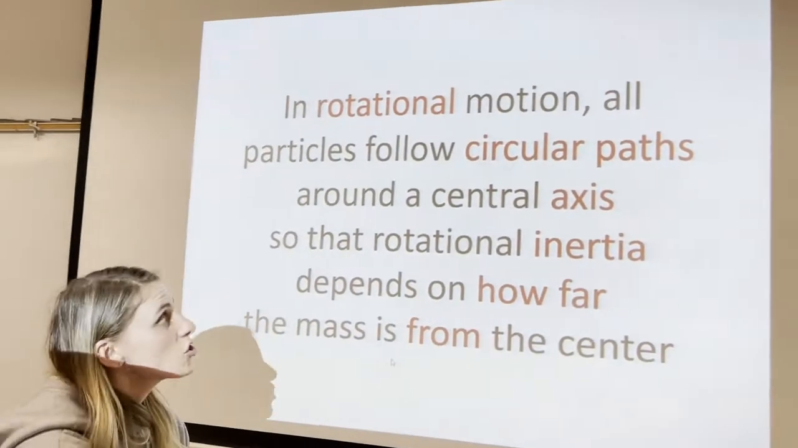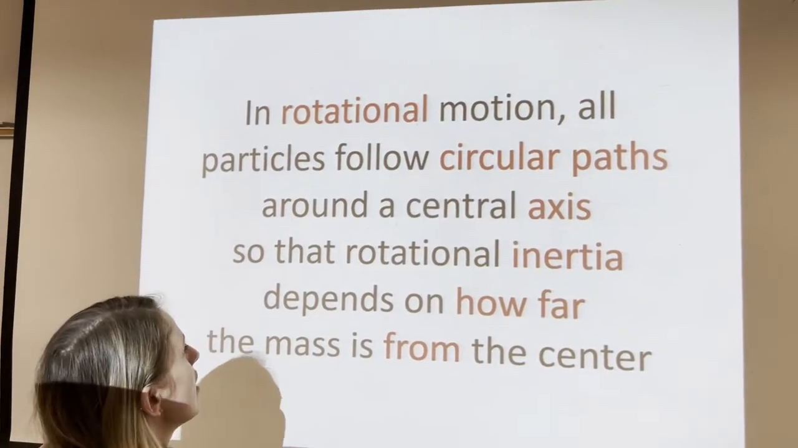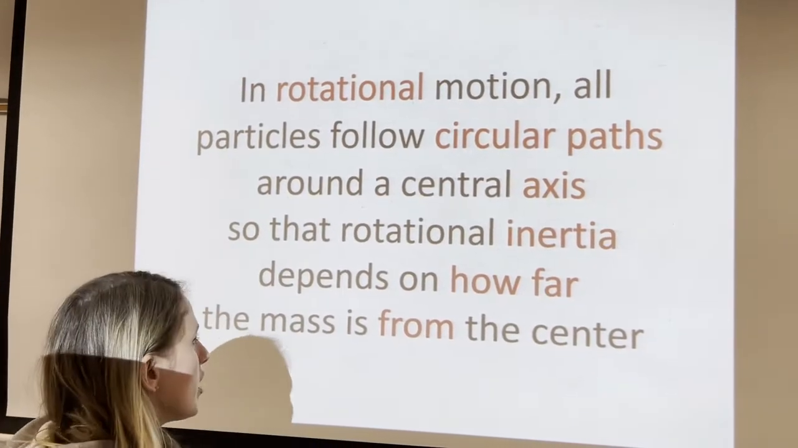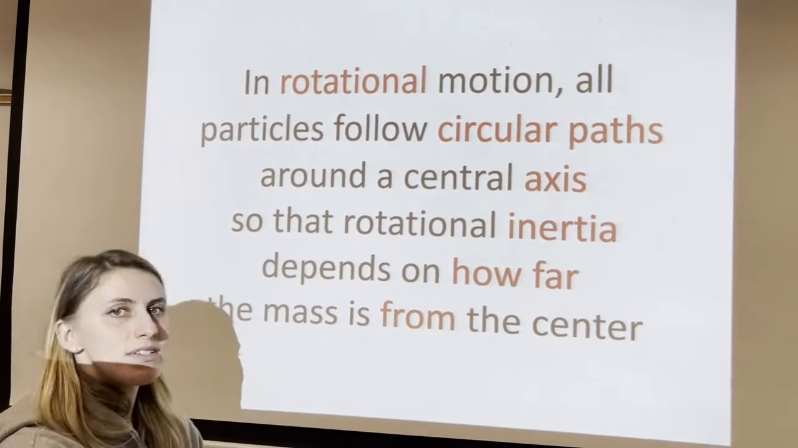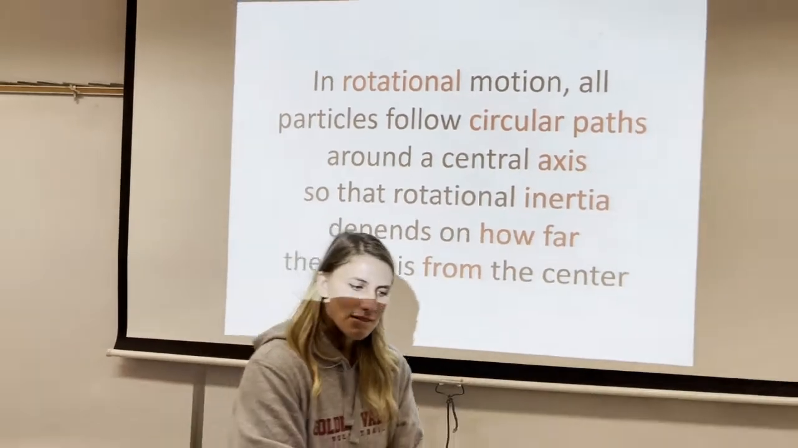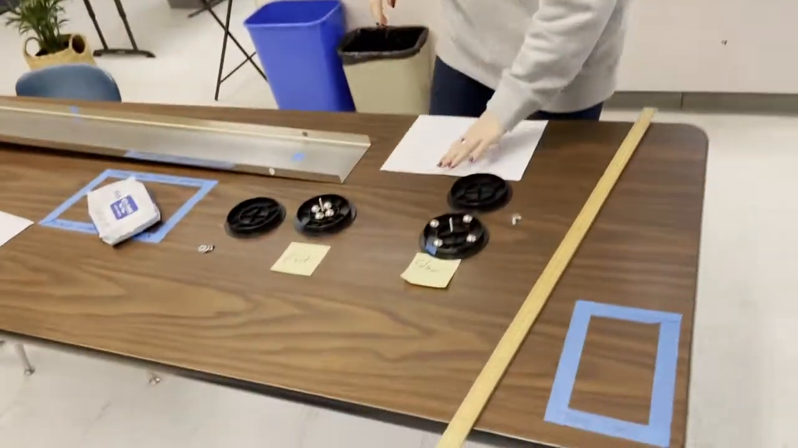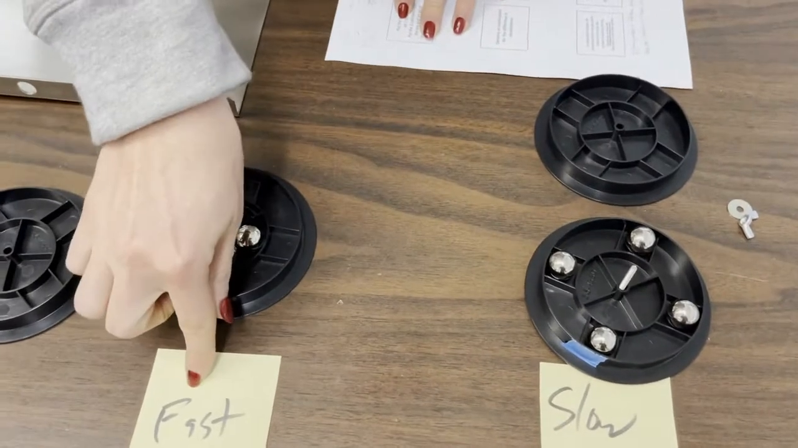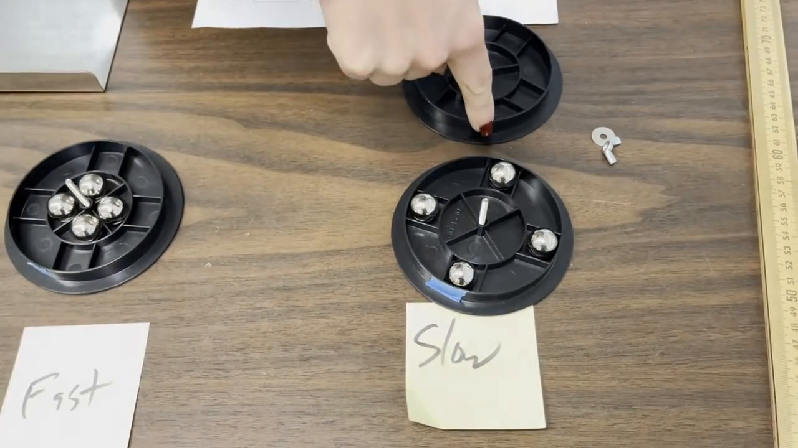In rotational motion, all particles follow circular paths around a central axis, so rotational inertia depends on how far the mass is from the center. Well, I think we've got an example of that. We were experiencing rotational inertia here. We have a mass that's closer to the center here, and it went faster, and over here, further away.